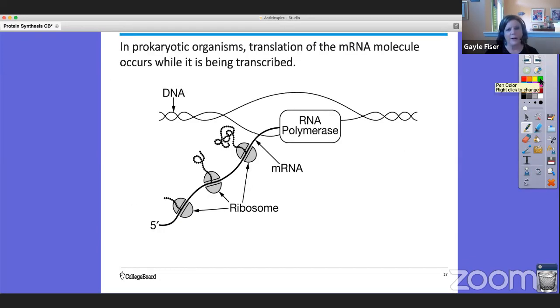All right, in prokaryotic organisms, translation of the messenger RNA molecules occurs while it's being transcribed. So there's no nucleus, there's no processing, but we do have transcription going on, and then immediately we can go into translation for that protein to be synthesized. And it happens on more than one ribosome at a time.